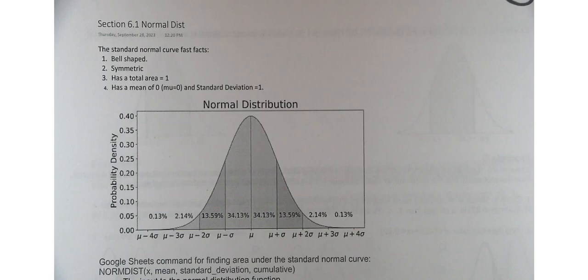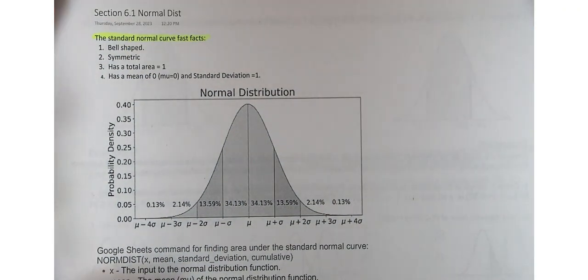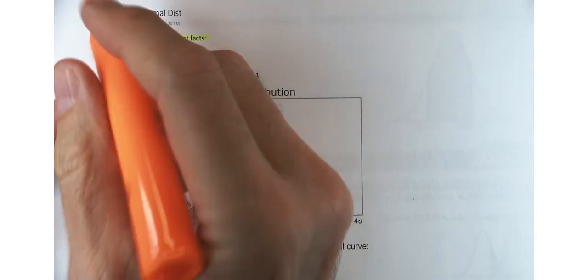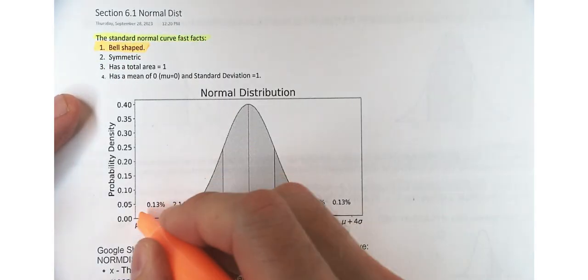Let's look at the normal distribution. And we're not going to look at just any normal distribution. We're going to look at the standard normal distribution. Now, there's a few things you should know about the standard normal distribution, the standard normal curve. First of all, the shape should look familiar. It's a bell shape. That's our normal curve. Has that bell shape.